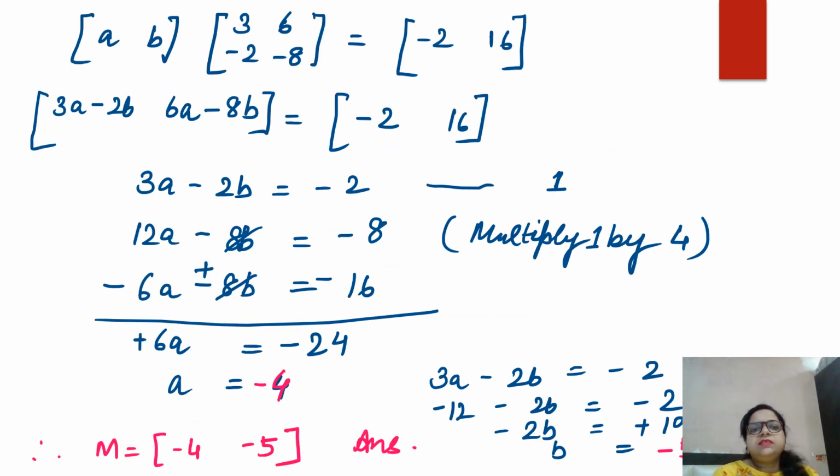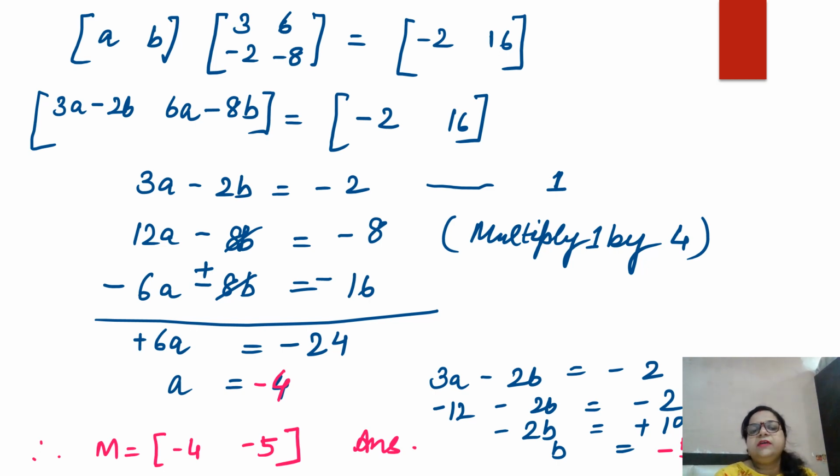Now [a, b] into [3, 6; -2, -8] is equal to [-2, 16], so 3a minus 2b and 6a minus 8b is equal to [-2, 16]. 3a minus 2b is equal to minus 2. This is the first equation. If you multiply this equation by 4, we get 12a minus 8b is equal to minus 8. The second equation is 6a minus 8b is equal to 16. Now we subtract the second equation from 12a minus 8b is equal to minus 8.